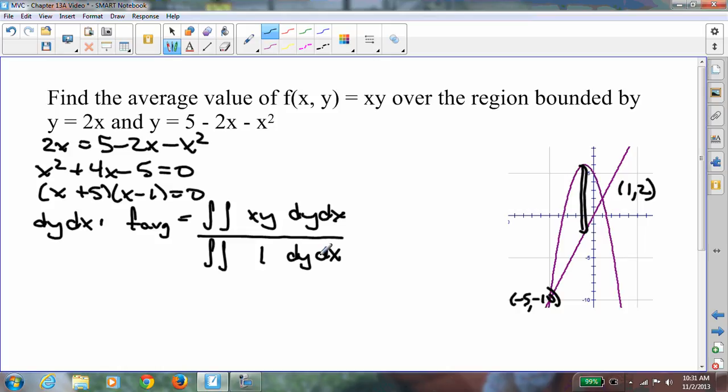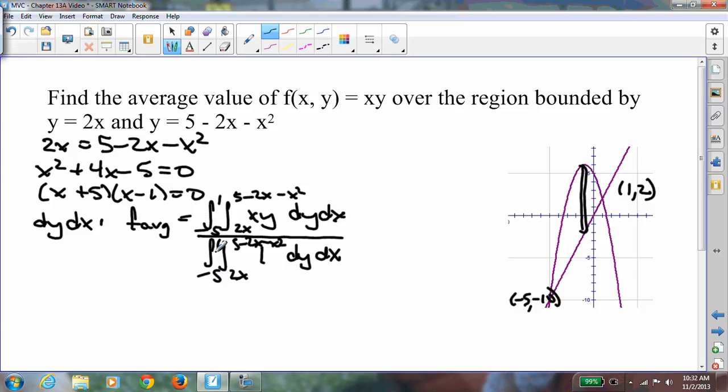Now we need our bounds. So dy dx. dy is a lower bound to upper bound. So the lower bound is the function 2x, and the upper bound is 5 minus 2x minus x squared. So same thing down here, 2x, 5 minus 2x minus x squared. And then the outer bounds are my x values, so x goes from negative 5 to 1.